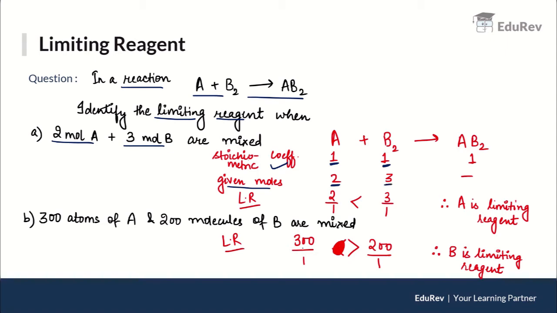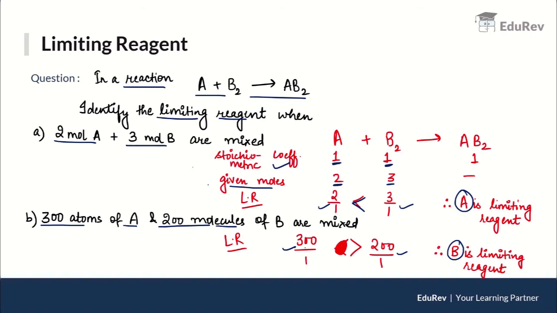तो जब हम limiting ratio निकालेंगे तो वो क्या होता है, given moles divided by stoichiometric coefficient, which means A के लिए 2/1 हो जाएगा और B के लिए 3/1 हो जाएगा. Now as you can see 2/1 is less than 3/1, therefore A is your limiting reagent. Similarly, if in the second part it is given 300 atoms of A and 200 molecules of B, so ratio अगर हम निकालेंगे तो A के case में 300/1 हो जाएगा और B के case में 200/1 हो जाएगा. So B वाला ratio is less, therefore B is your limiting reagent.